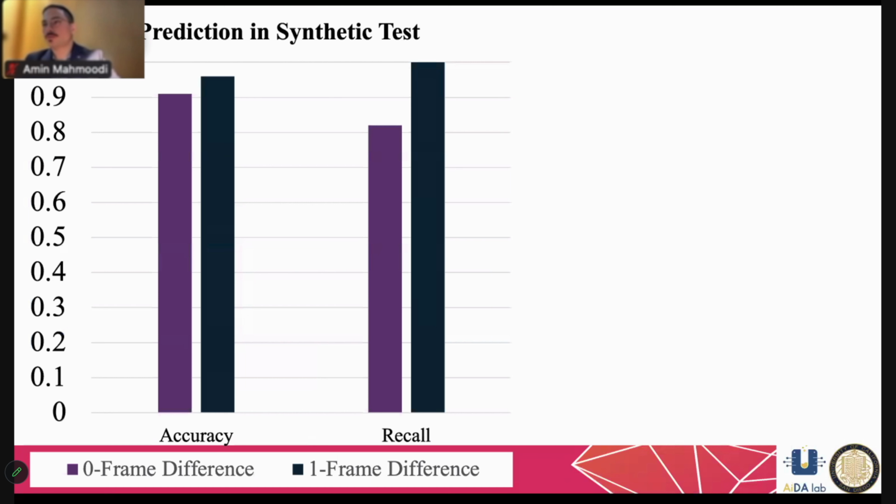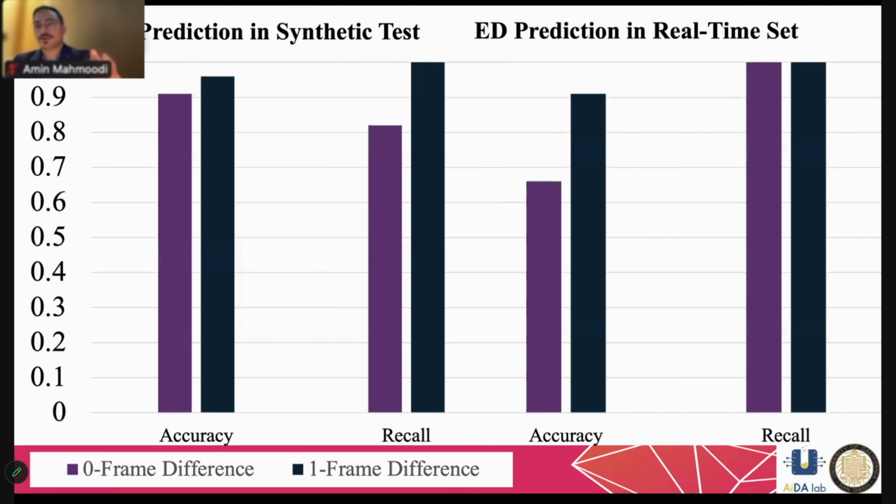So looking at the synthetic test set, running our model on the same downsampled Cine data, you can see that the accuracy is 0.91, and the recall, which is similar to sensitivity in clinical terms, is fairly high as well. However, in a real-time data set, these are 11 patients that had actual real-time data, we can see that our recall sensitivity is 100%. So there are no false negatives.